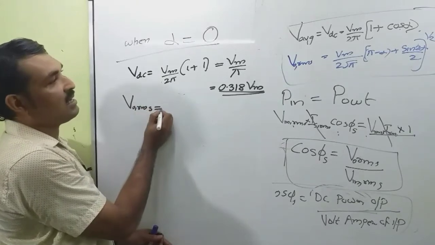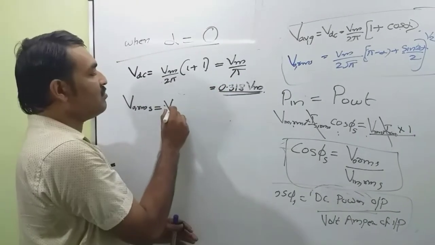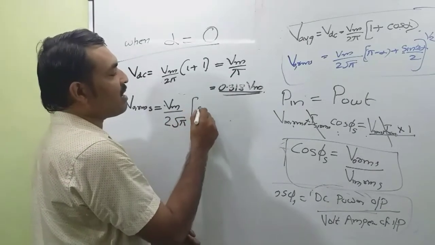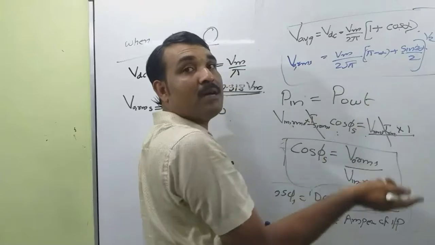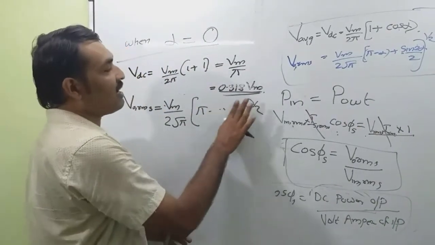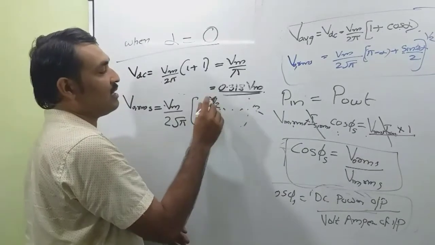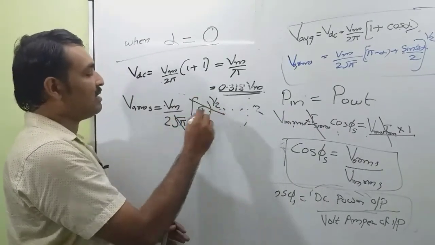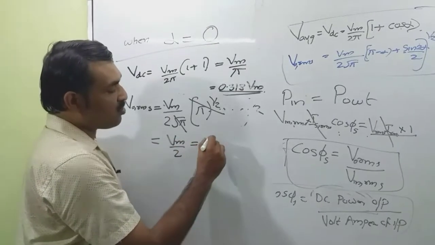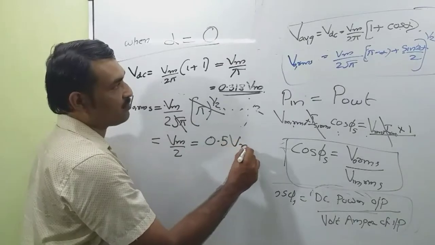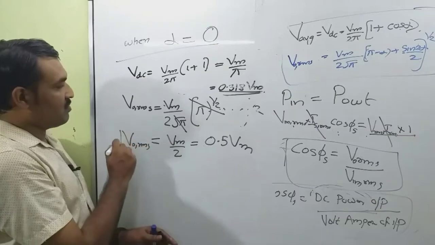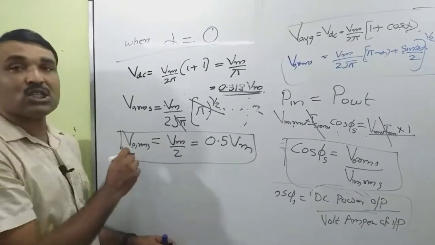Vrms of the output voltage is equal to Vm divided by 2 root pi into pi minus 0 plus sine 0 by 2. Sine 0 is equal to 0. So this plus 0, all raised to 1 by 2. So we get pi raised to 1 by 2, that is root pi. So this root pi and root pi get cancelled. So this is equal to Vm by 2, or 0.5 Vm. This is the value of RMS value of output. Okay, this O stands for output.